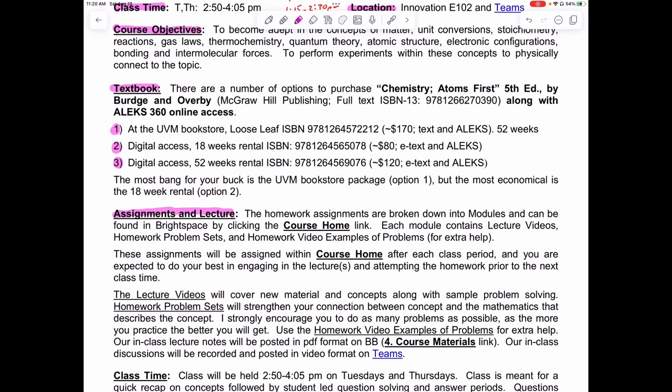But once you get on Brightspace, you can click the course home link, and there's where you'll find homework assignments. Each one is broken down by chapter, which I call a module. So module 1, chapter 1, module 2, chapter 2, etc. And then each module contains basically lecture videos, homework problem assignments, and homework video examples of problems.